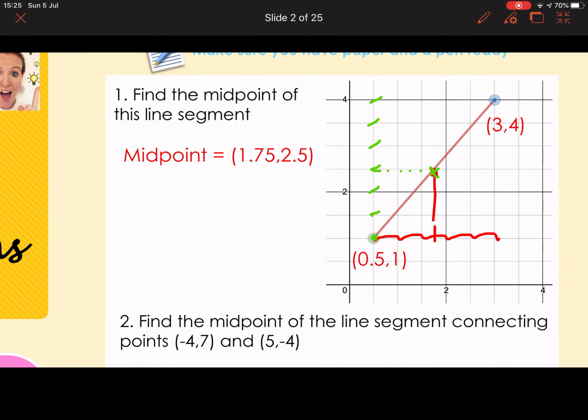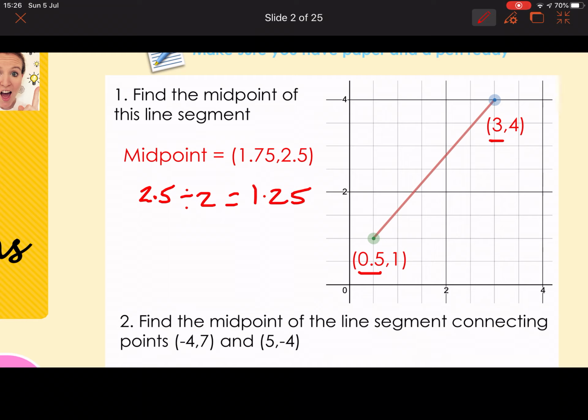So you could just do it visually, but I want to make sure you know how to do it not visually as well. So if we look at our numbers here, our change in x goes from 0.5 to 3. So that is a difference of 2.5 in our x values. So our midpoint is going to be halfway. If we divide that by 2, we get 1.25. So that means we would have to add on 1.25 to our x value to get our midpoint. 0.5 plus 1.25 does give us our 1.75.